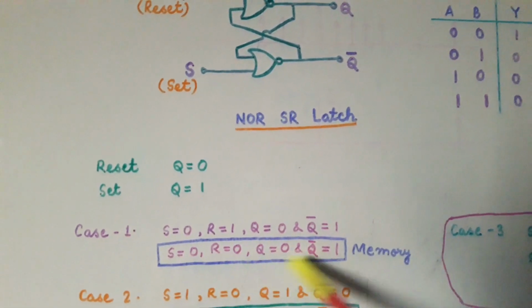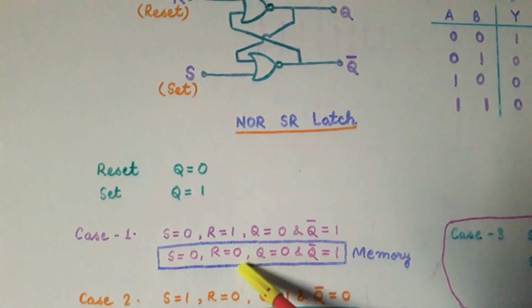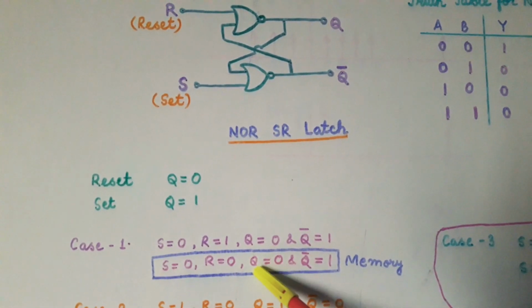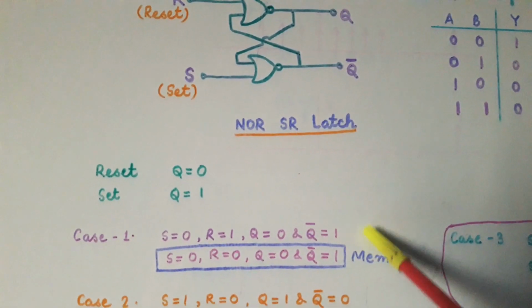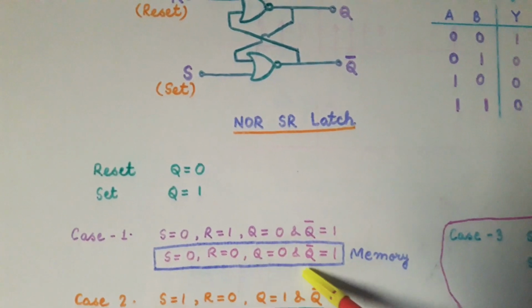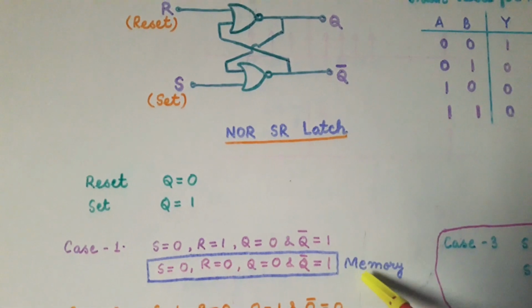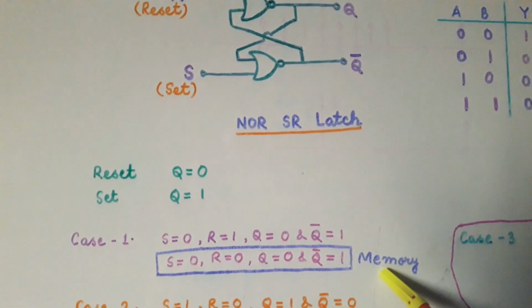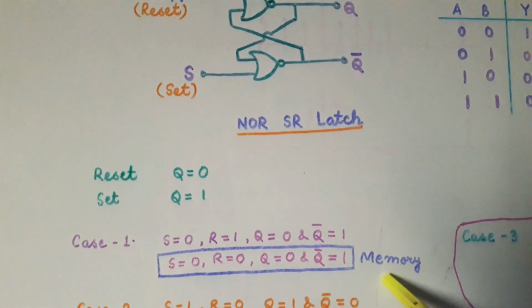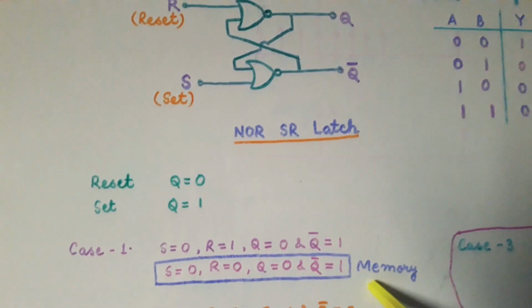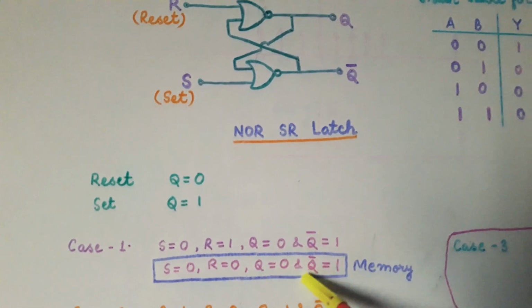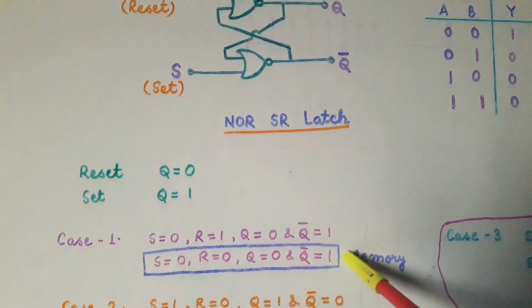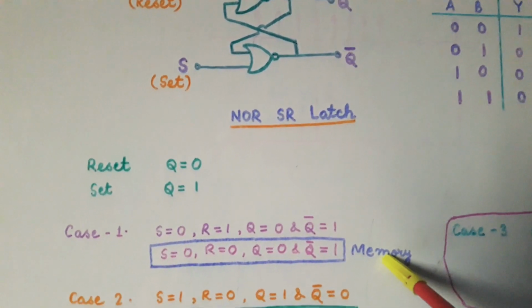So this condition, that is S equal to 0, R equal to 0, in this case we will get the memory, that is whatever value was stored in the previous case, we will get the same thing in this case. So in this case we will get the memory, because the output of the stored data remains the same. So when S is equal to 0 and R is equal to 0, then we have the memory, that is we have the previous output.